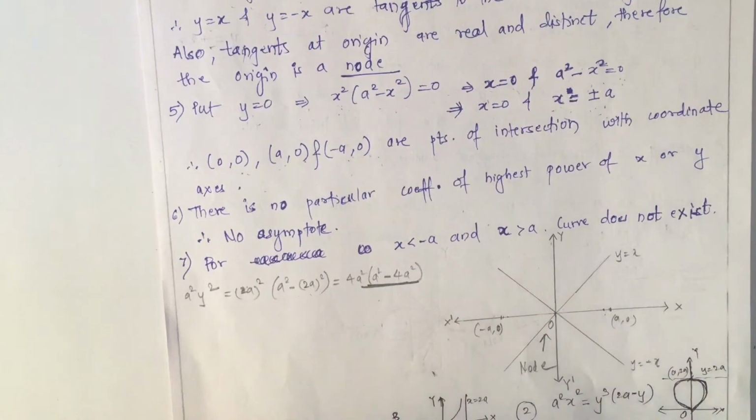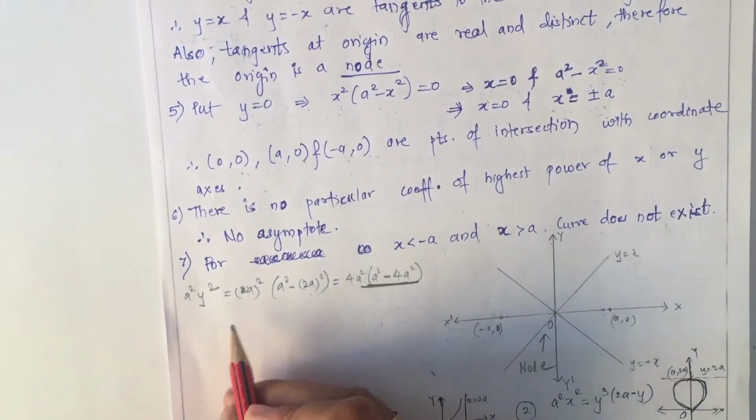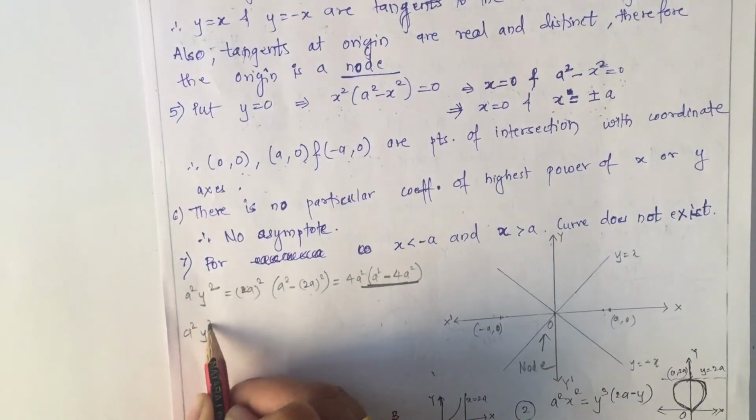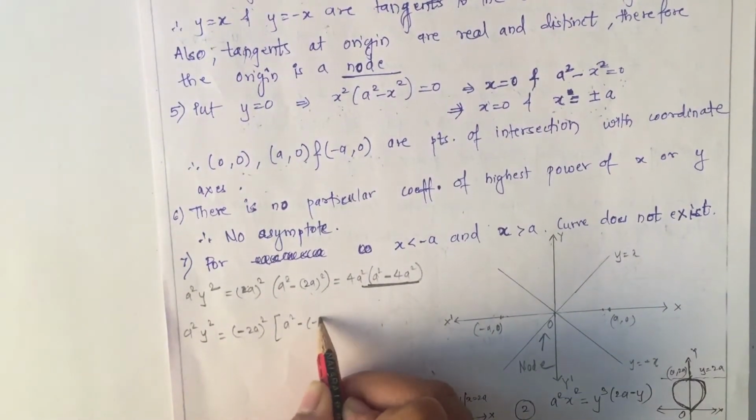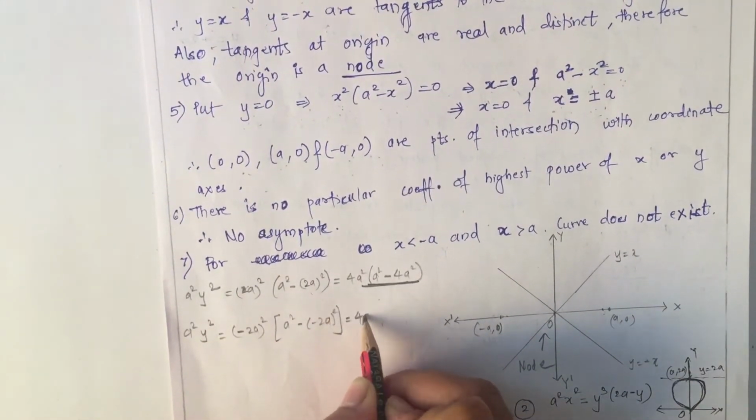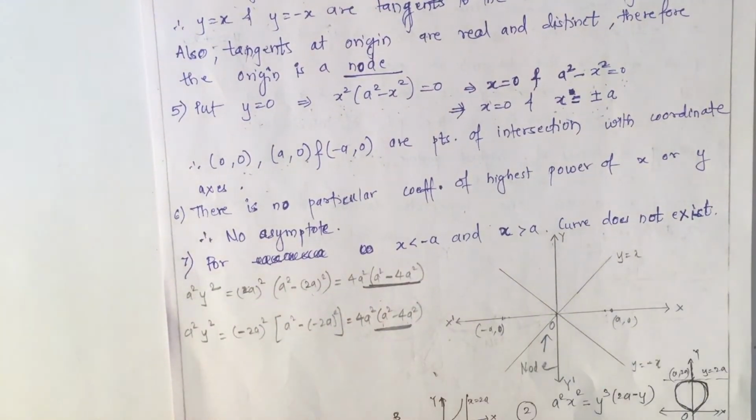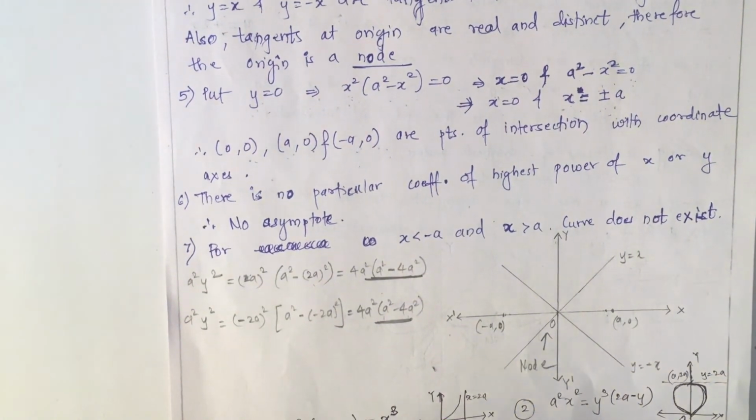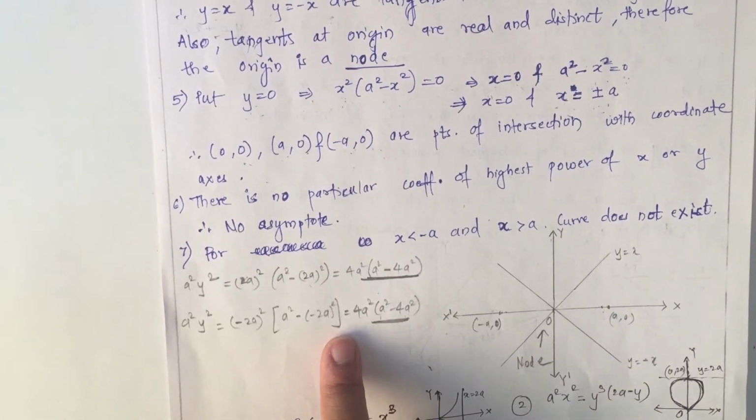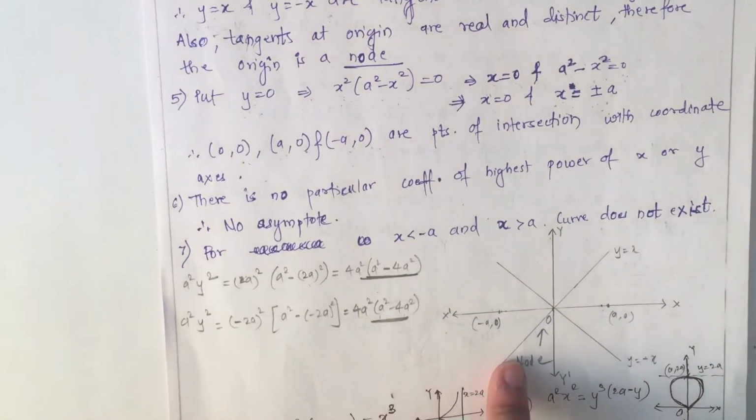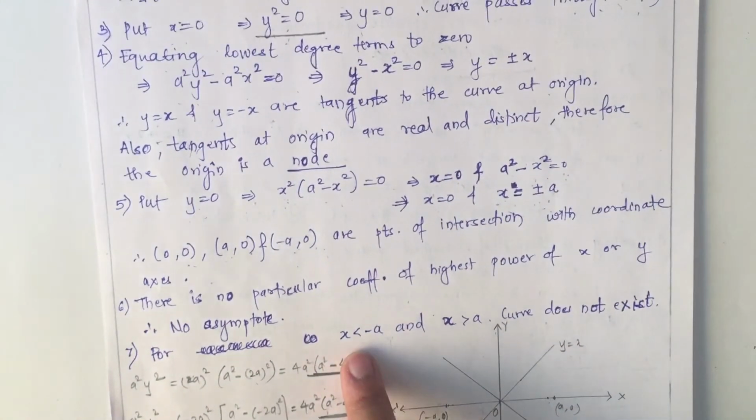Now similarly, if we substitute some value of x less than minus a, suppose minus 2a, this will become a square y square equal to minus 2a square into a square minus of minus 2a square. So we get the term a square minus 4a square, which will be minus 3a square, means y square will be a negative term. That means y will become imaginary for all the points beyond minus a. So the curve will not exist for x greater than a and for x less than minus a.